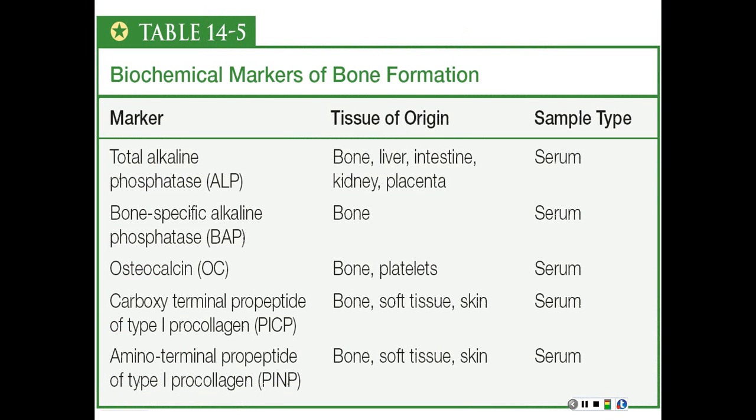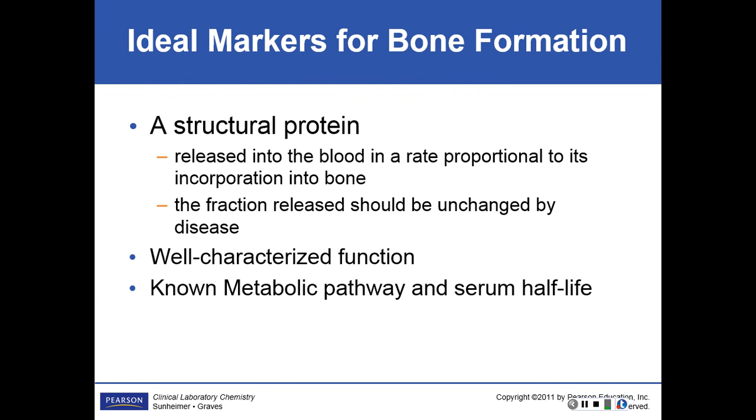We're looking for biochemical markers for bone formation, either modeling or remodeling. And here are some listed. However, basically most of them are not specific for bone, so they're not necessarily helpful for us. An ideal marker would be released at a rate proportional to the bone production, and it should be released unchanged if you have disease.